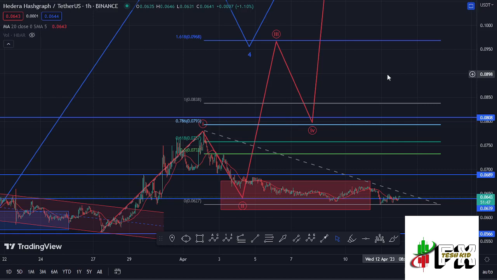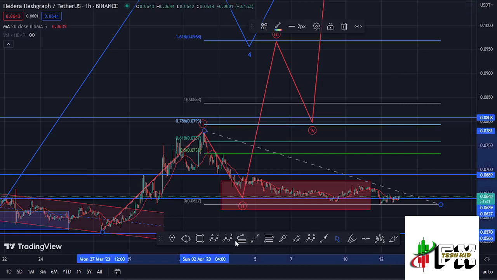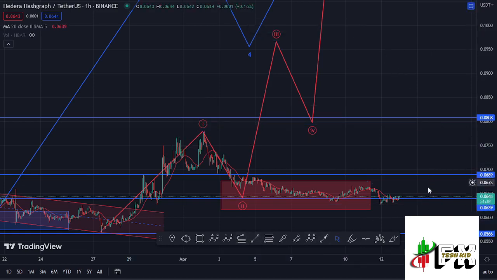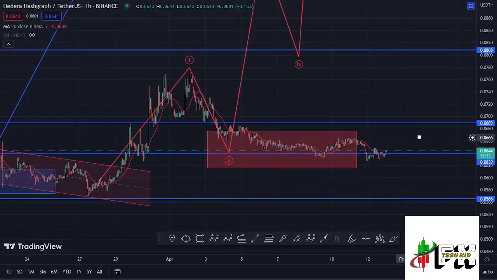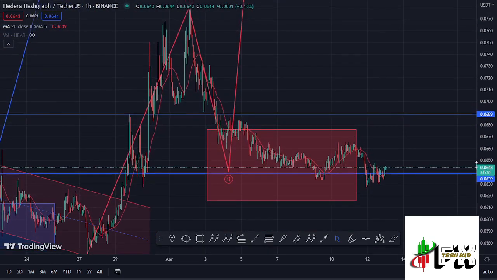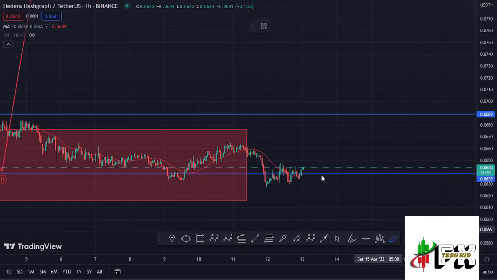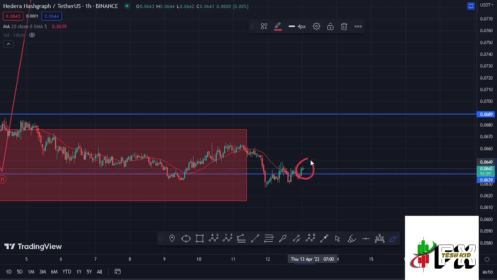And for that move to also play out, there are key moves that I'm keeping my eyes on. And the first one is that we need to continue holding above the 20-day MA and also above our key area of support at around the $0.0639 mark. And as long as we are holding above those key areas of support, there are high chances that we are going to continue gearing up, continue unlocking higher prices, and also get us to our next key area of resistance at around the $0.0689 mark.